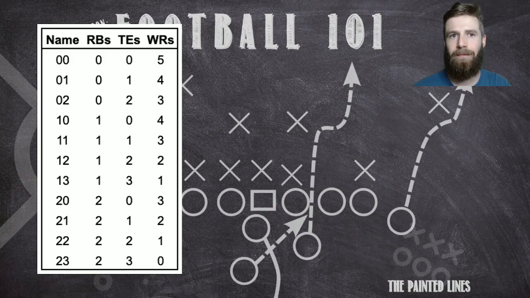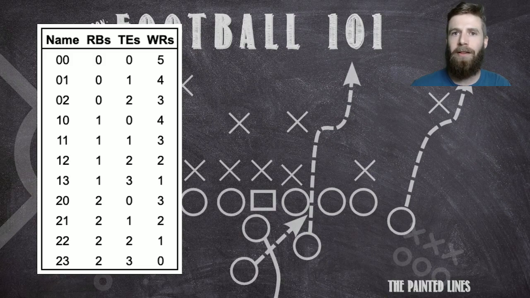So for example, 11 personnel is one of the most common personnel groupings. That means there is 1 running back, 1 tight end, and so that leaves 3 receivers. 12 personnel would be 1 running back, 2 tight ends, and 2 receivers, and so on. And there's other personnel groupings that aren't on this chart. Anything that starts with a 3, like 31 personnel, that would be 3 running backs and 1 tight end, but that's incredibly rare. And so these are some of the common personnel groupings for the offense.